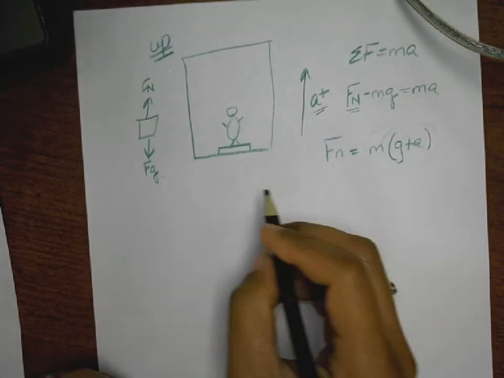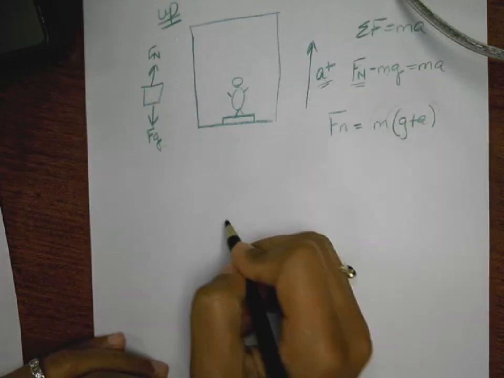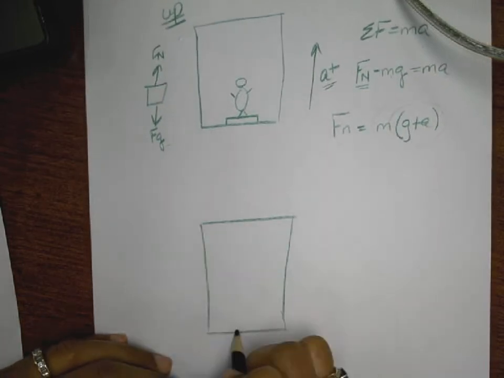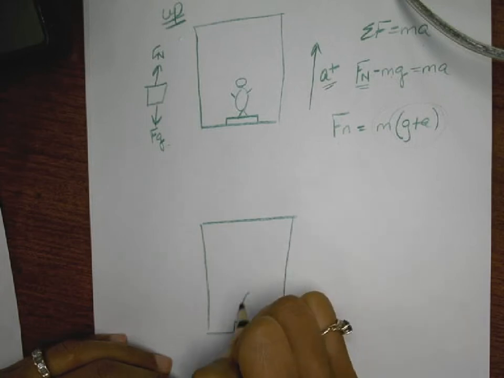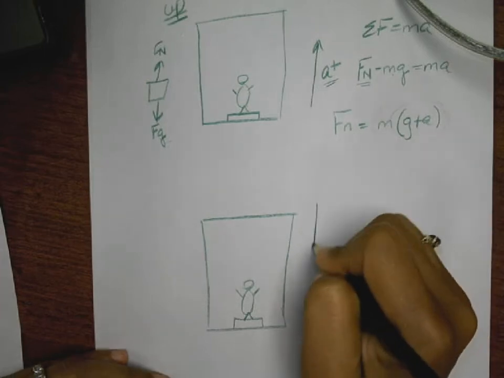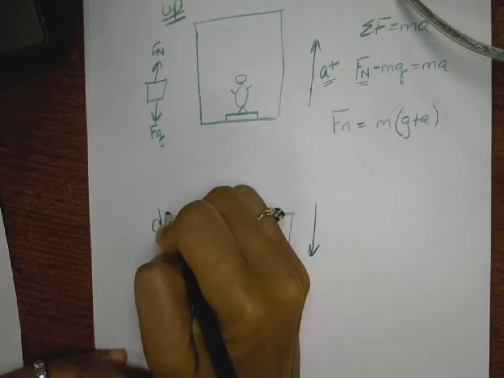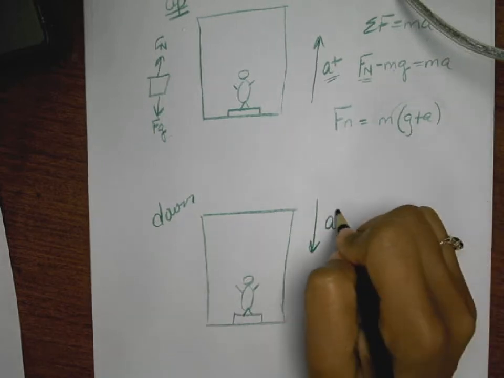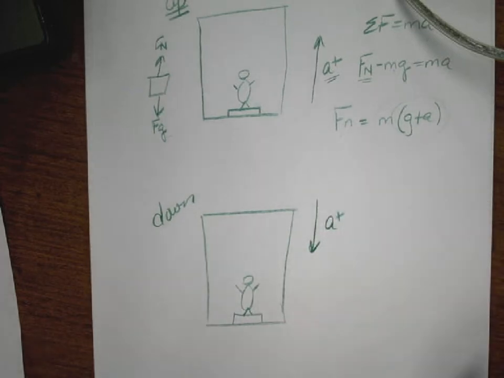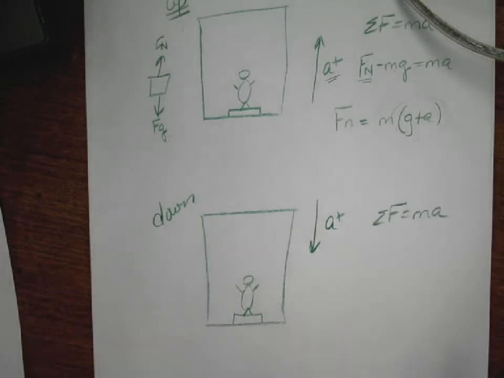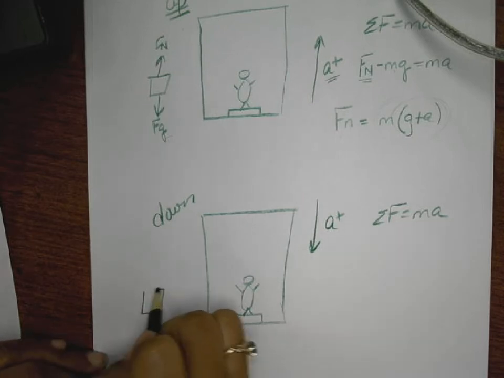Let's do a scenario where you are moving down. So put you back in an elevator. Here's the scale. Here you are sitting on a scale, and now we're accelerating downward. Okay, and I'm going to say down is my positive acceleration. Sum of my forces is equal to ma. Let's sum the forces. To sum the forces, let's do a free body diagram.